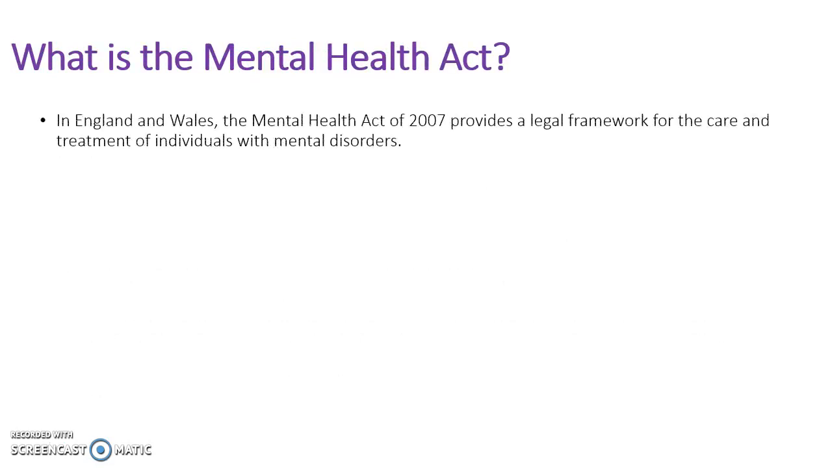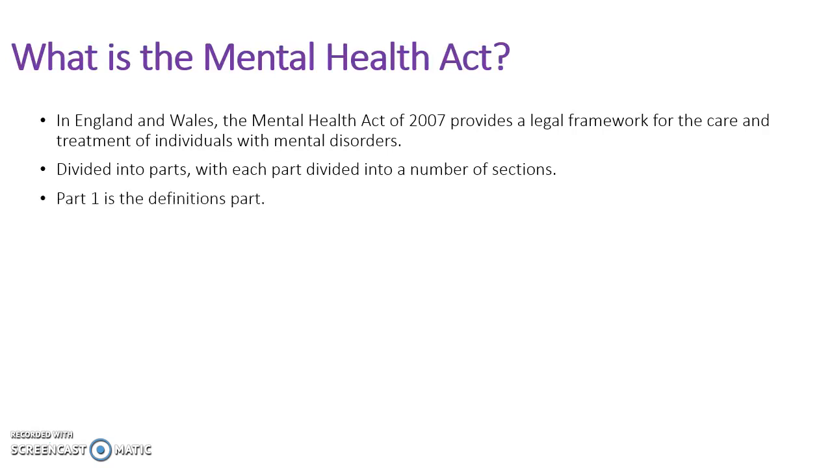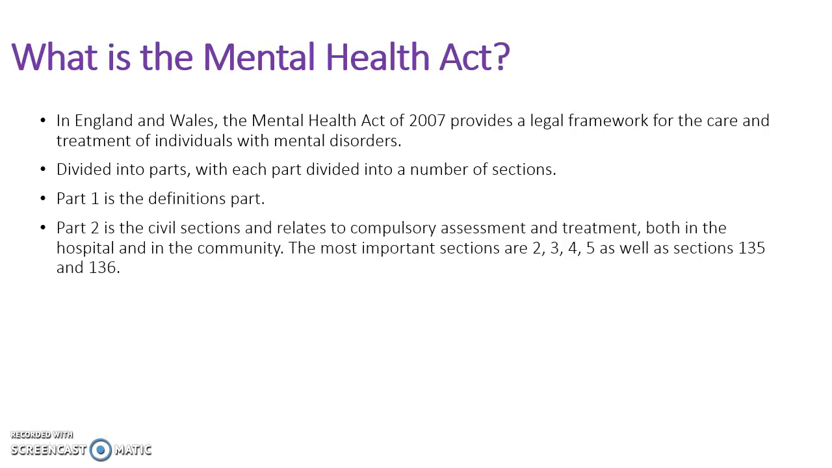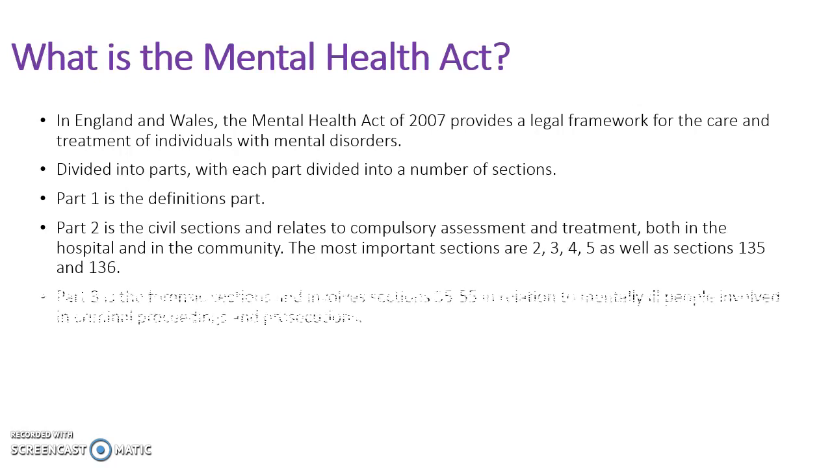What is the Mental Health Act? In England and Wales, the Mental Health Act of 2007 provides a legal framework for the care and treatment of individuals with mental disorders. It's divided into several parts, with each part divided into a number of sections. Part 1 is the definitions. Part 2 is the civil sections, and the most important sections within this that we need to know are 2, 3, 4, 5, as well as sections 135, 136. This relates particularly to medical information that's relevant to us.